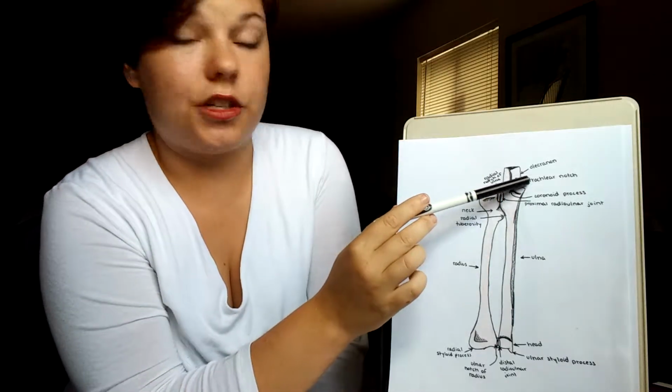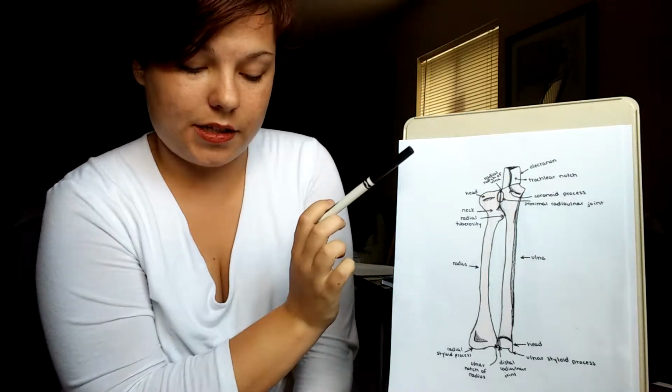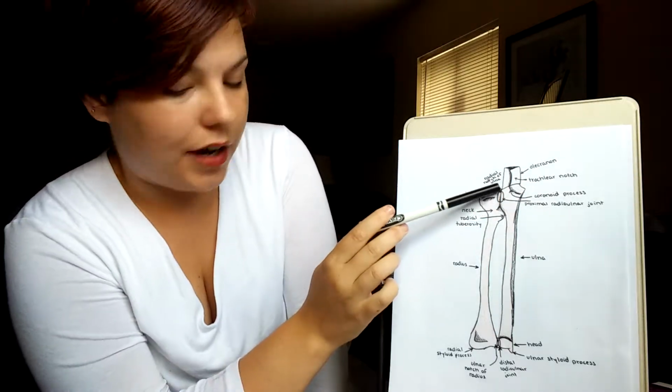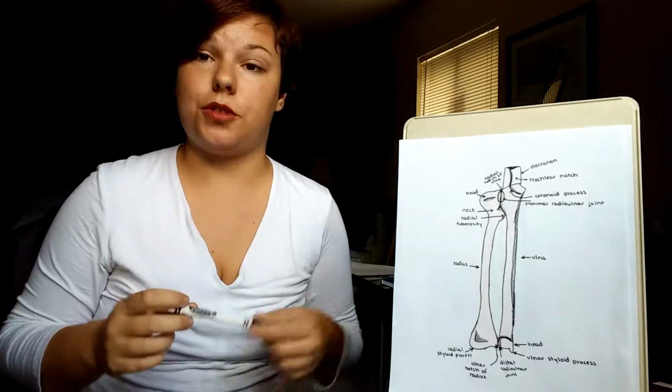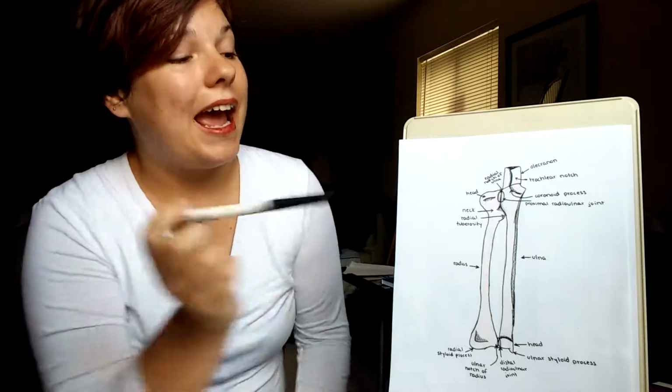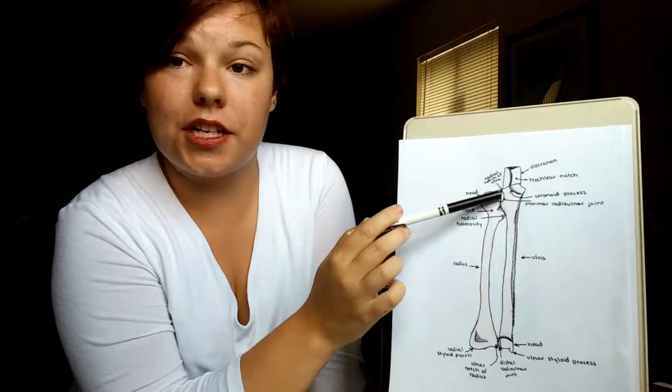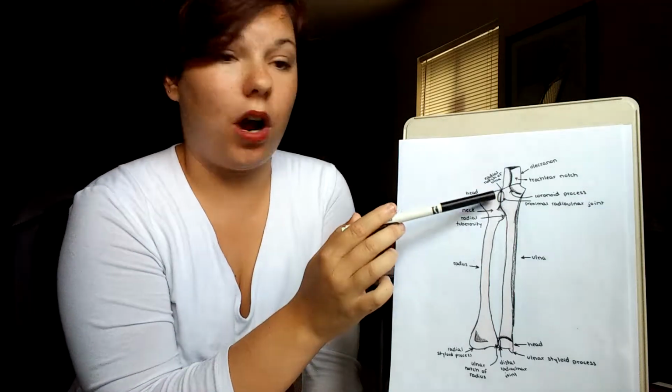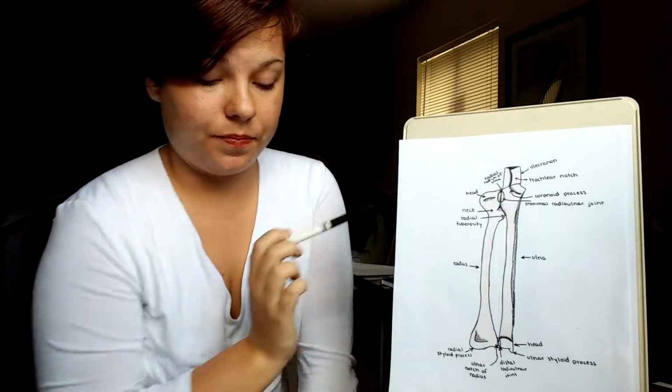The trochlear notch articulates with the trochlea of the humerus. The radial notch right here is the site of articulation between the proximal radius and ulna, and this site of articulation creates the proximal radial-ulnar joint.